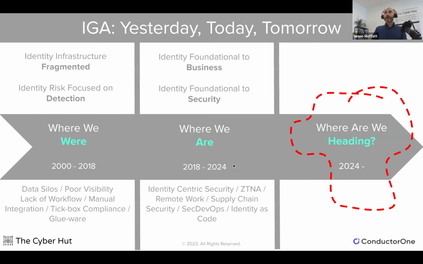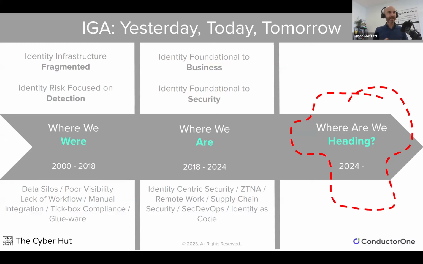So I want to set the scene a little bit, if you like. I always quite like to do where we were, where we are, and maybe where we're heading over the next 5 or 6 years. Clearly, in yesteryear, going back to say 2000, two decades, identity infrastructure was fragmented, and unfortunately probably still is quite fragmented in many organizations. Risk was very much focused on detection. You were looking for bad things, typically after they'd happened.